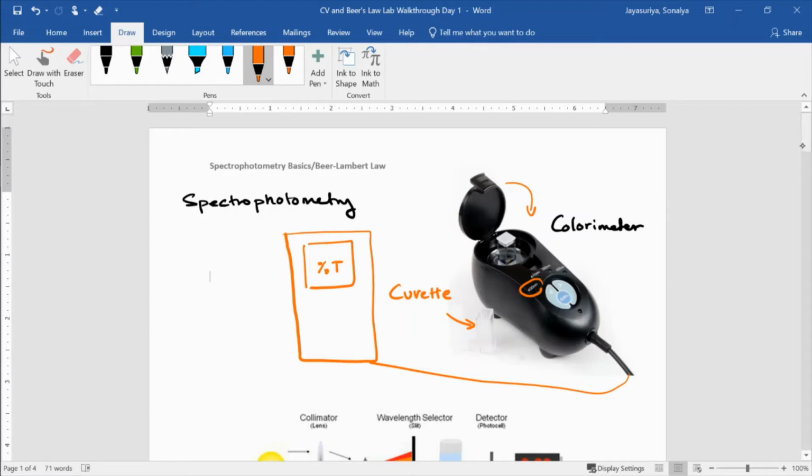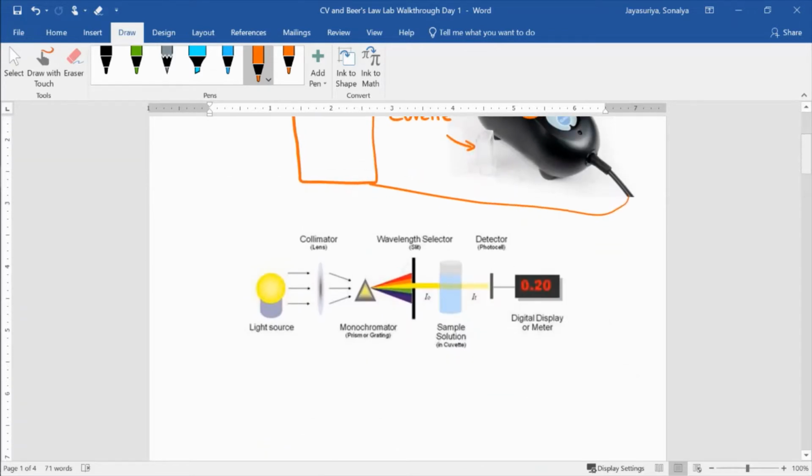So let's look at what is happening inside the colorimeter. Inside the colorimeter, there's a light source, and that light source is releasing visible light, actually, okay? It releases wavelengths of visible light. And there's a lens. The lens is actually able to concentrate the light into a narrower beam so that it's not getting scattered everywhere, okay? So it narrows it down.